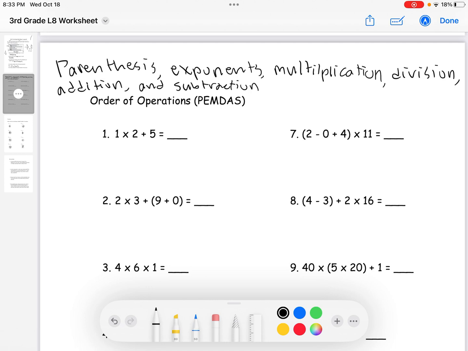Also, for the addition and subtraction, it could be one or the other. And the same thing for the multiplication and division. These could be swapped too. So we'll look at number 1 first, which says 1 times 2 plus 5. The first thing we have to do is multiplication, since that's before addition and subtraction. So we do 1 times 2, which equals 2, and then we do the plus 5, which equals 7. So the answer to number 1 will be 7.